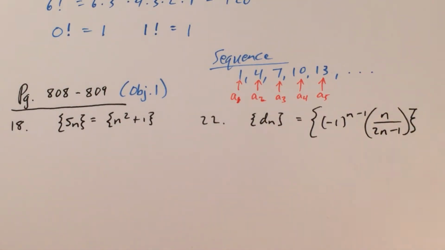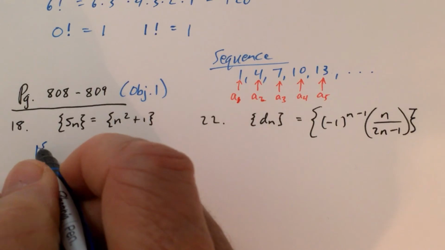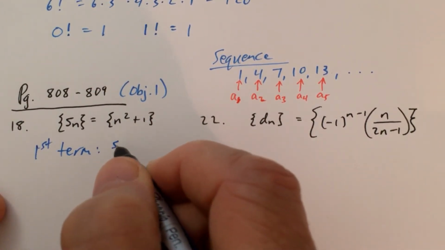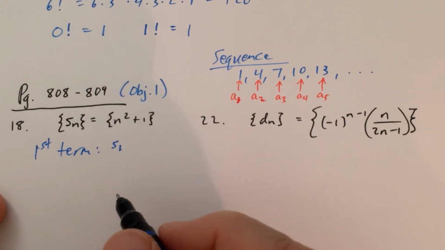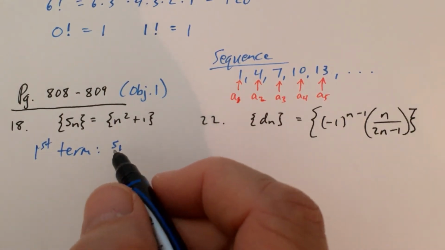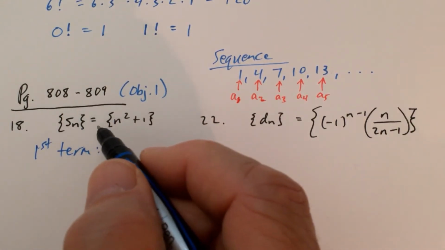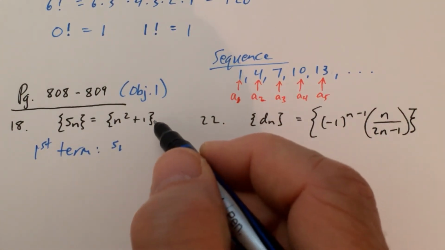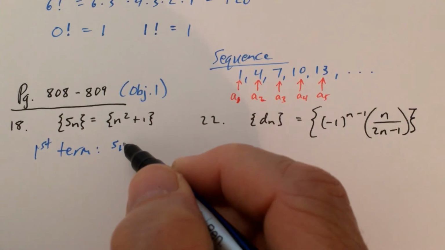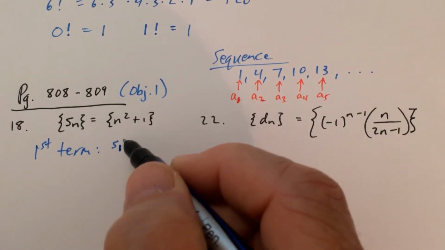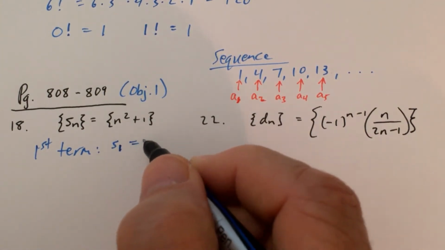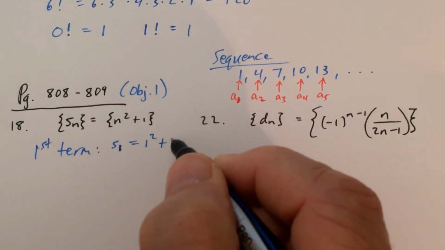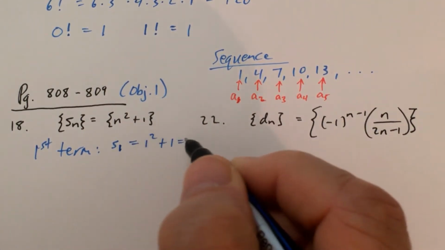So probably easier to do it like this. First term would be S sub 1. And when in doubt, always start with 1. If we started at S sub 0, then we would have to be told that we're going to be starting n at 0. So the default starting number is always 1. Keep that in mind. So S sub 1 would be 1 squared plus 1. All you have to do is put a 1 in place of n. 1 squared is 1, plus 1 is 2.